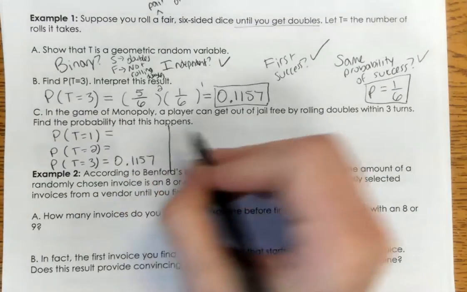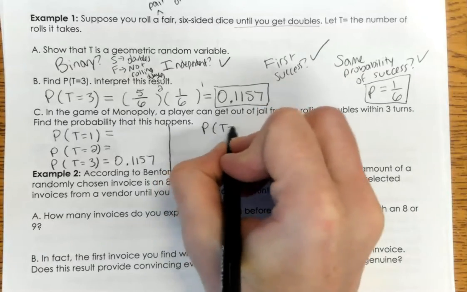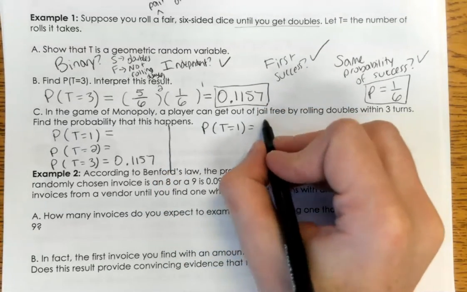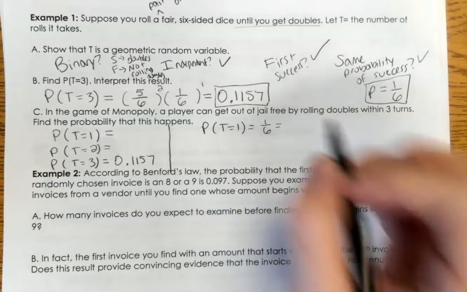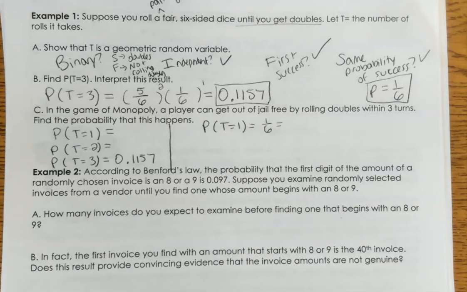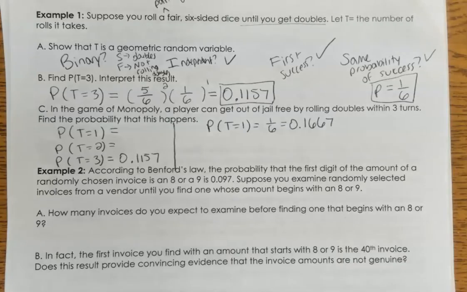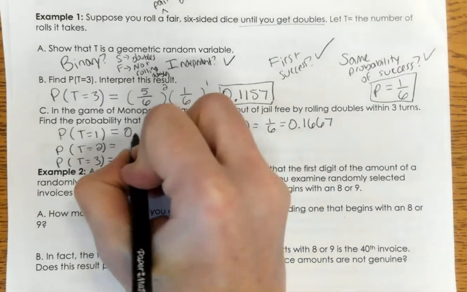Alright, so let's go ahead and do the probability that t is equal to 1. That would mean I got my success on my first try, so I have 1 success and no failures. So that's just going to be 1 over 6. And 1 over 6 as a decimal is 0.1667. Alright, so I'm going to go ahead and put that here for t equals 1.